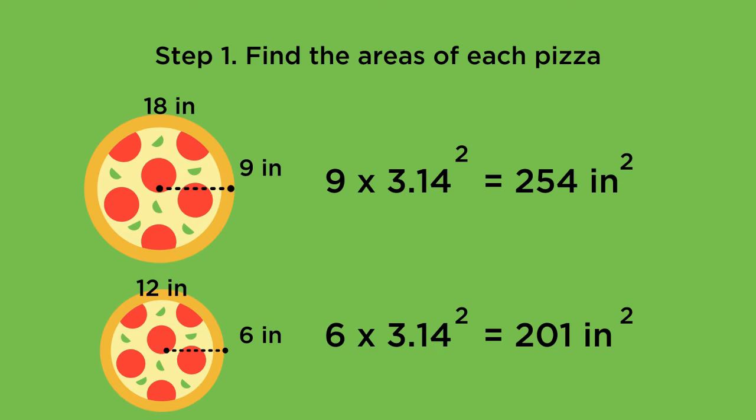So I've already worked out the math for you. In an 18-inch pizza, the radius is 9 inches, so that's half of 18. So to find the whole area of the pizza, I'd multiply 9 times 3.14 squared, and that would equal 254 inches squared. Now don't forget your order of operations. You want to work out the squaring first in each of these problems. So in a 12-inch pizza, the radius is 6 inches, so 6 inches times 3.14 squared equals 201 inches squared.